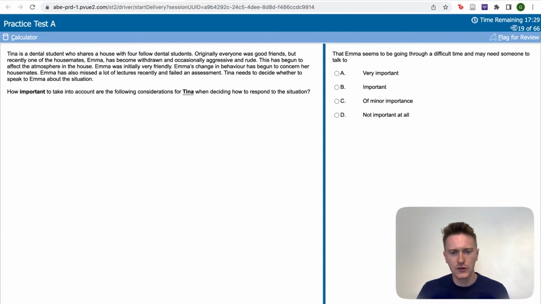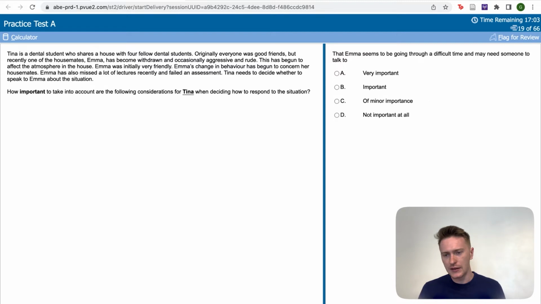Okay, a dental student. She's originally good friends with everyone. Recently, one has become withdrawn, aggressive and rude, and has begun to affect the atmosphere in the house. Emma was initially very friendly, so what explains her change in behaviour? Okay, with these changes in behaviour, it's always worth considering if there's something behind it. Maybe she's lost a relative, maybe she's struggling with the exams or the pace.